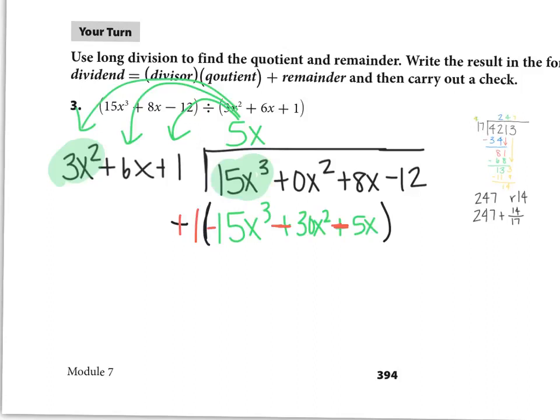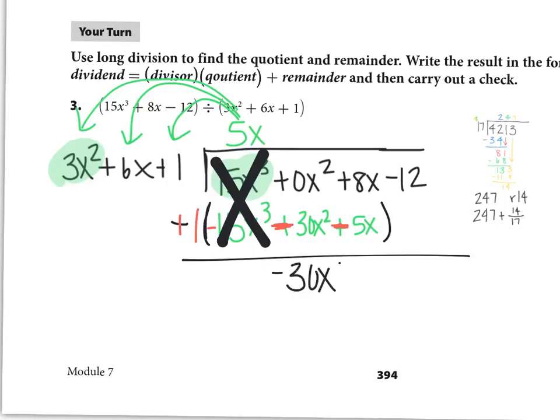And now I just get to do math. So what is 15x cubed minus 15x cubed? 0x cubed. Do I have to write it then? I'm just going to mark them out that they canceled. By the way, those two should always cancel. If they don't cancel, you did something wrong. Okay, then next I have 0x squared minus 30x squared. What is 0x squared minus 30x squared? Okay. And then I have 8x minus 5x, which is 3x. Okay. What do you think I'm going to do next? Bring down the negative 12.